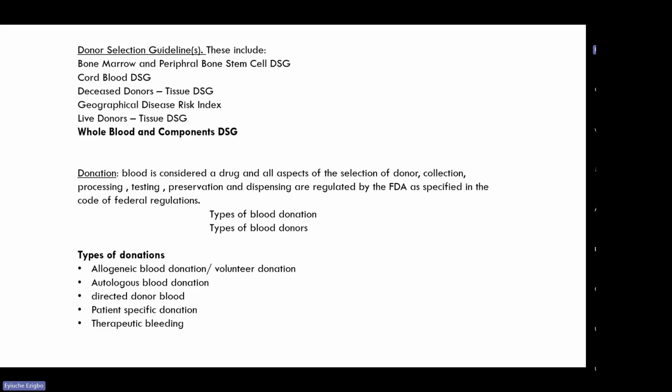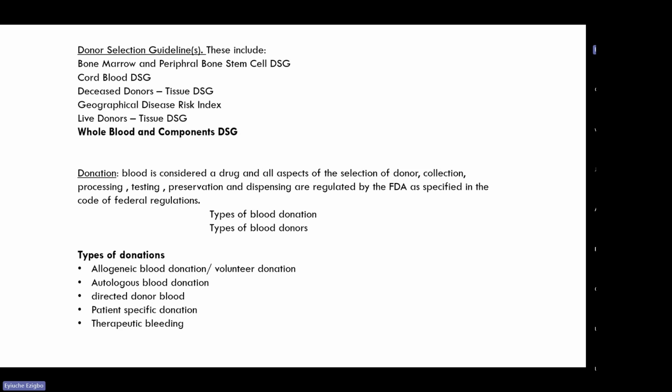Then types of blood donation, we have allogenic blood donation, that is volunteer blood donation. We have autologous blood donation, where you donate your own blood, maybe for some selective or planned surgery. Someone can donate his or her own blood, bank it until the time of the surgery when the person will need it. Directed donor blood, patient-specific donation, probably due to antigen antibody identified.